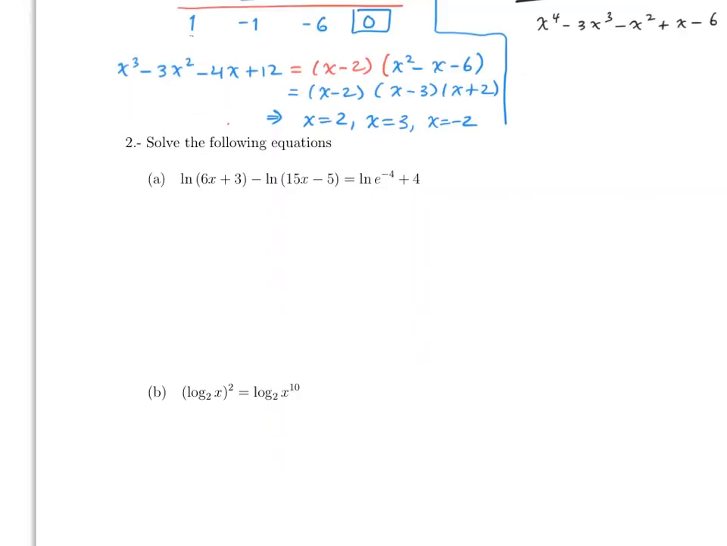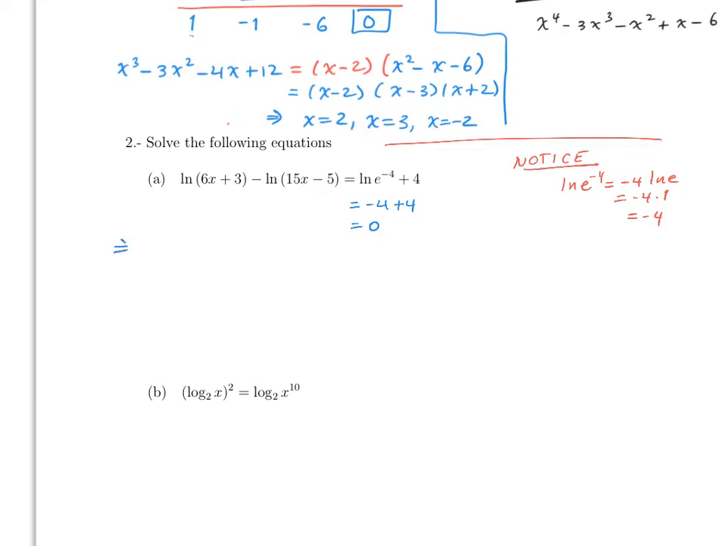All right, so let's go to number 2. Again, notice the ln of e to the negative 4 is the same thing as negative 4 ln e, but ln e is just 1, so this is negative 4. All right, so therefore on the right side we have negative 4 plus 4, which is just 0.